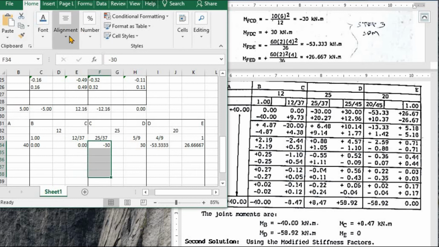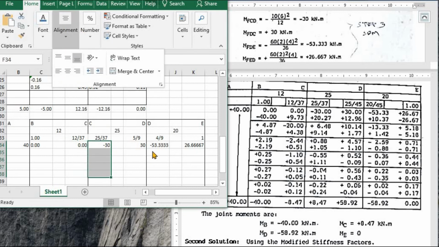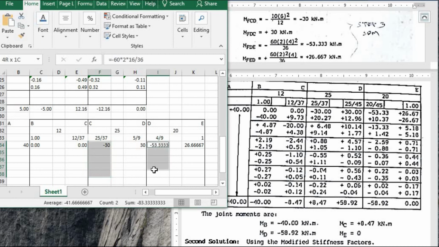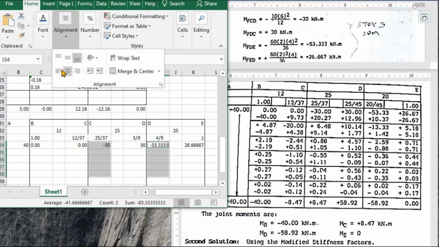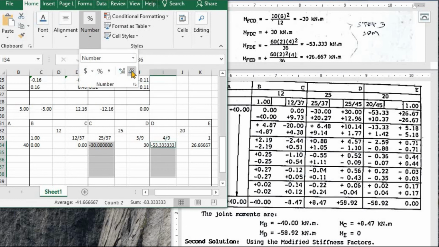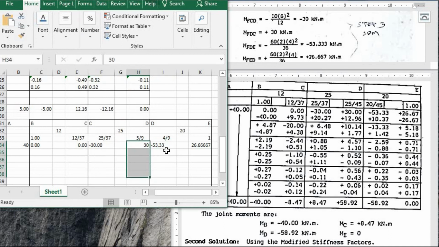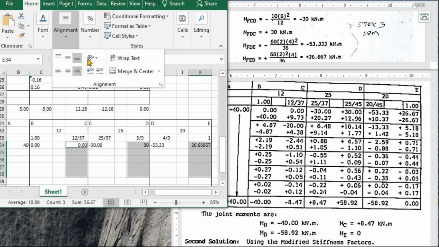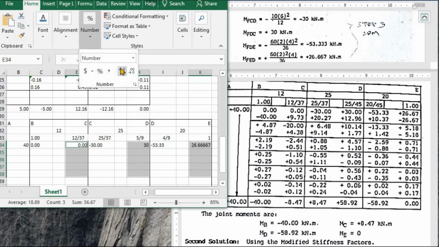Here we have align left. Okay, i-highlight na natin yan. Align left, and then 2 decimal places. Here we have align right, then 2 decimal places. Okay, next.